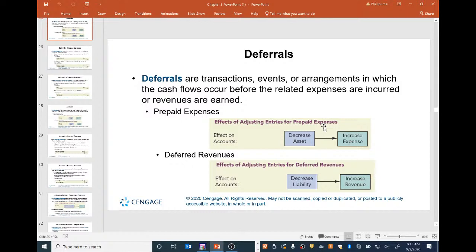My asset's going up because I've received cash, but I also have to incur a liability because I've not earned that revenue. I still owe you whatever you paid me for, right? So that sets up the deferred revenue. So we've increased an asset for the cash received, and we've incurred a liability, so it's increasing.